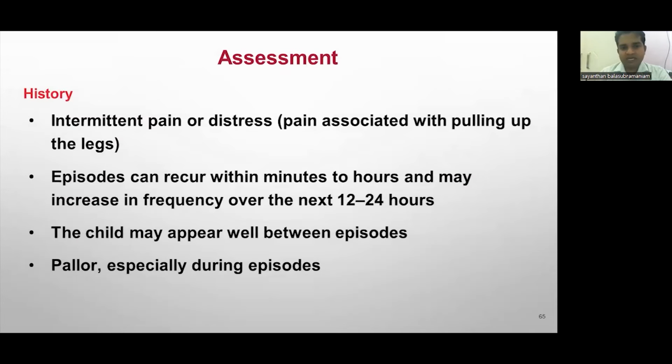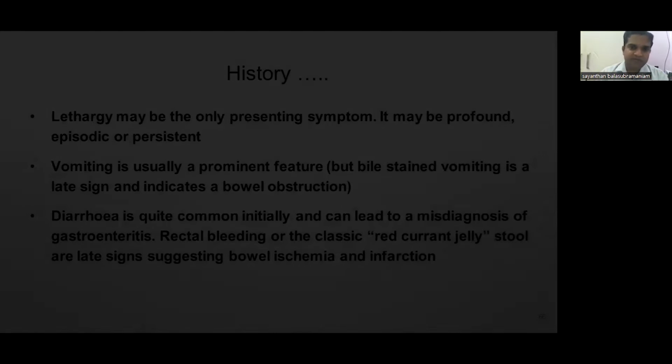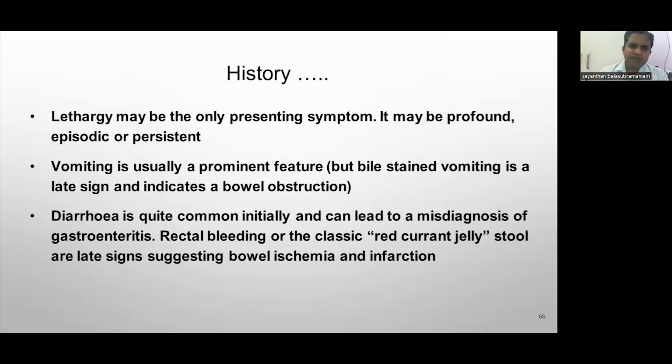History, again: intermittent pain, distress, and increased frequency of crying. This sort of cry will go on for the next 12 to 24 hours. After that, the patient may sometimes have persistent pain due to ischemia. So the baby may have lethargy and tiredness, vomiting, and sometimes they will scream, and between that they will feel tired and sleep. Diarrhea preceding these complications is possible, because diarrhea is also one of the precipitating factors for the intussusception. Red currant jelly stool is a late presentation.